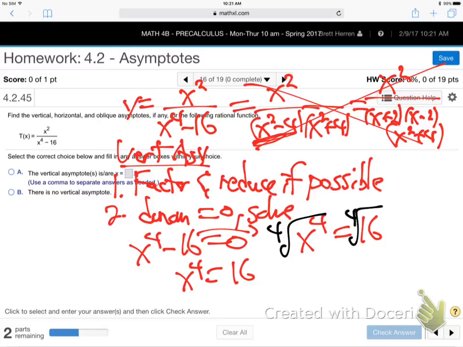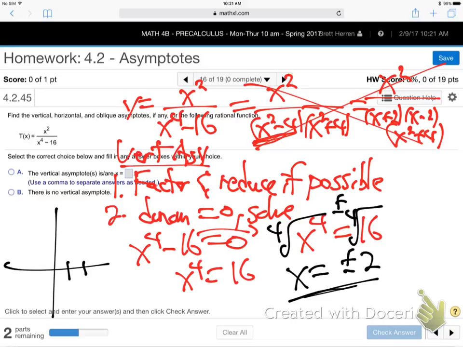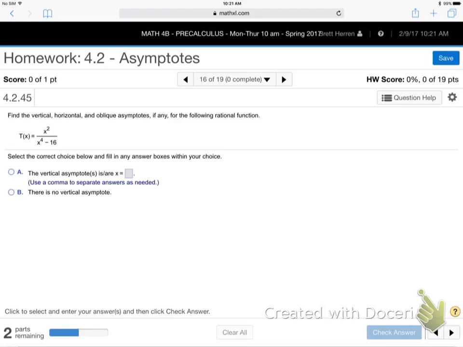Now, remember, whenever you take an even root, you have to do plus or minus. So you get x equals, what's the 4th root of 16? It's plus or minus 2, which factoring would tell you as well. Those are the vertical asymptotes: x equals plus 2, x equals minus 2. In other words, if you were to draw a graph, there'd be one at positive 2 and one back at negative 2. Make sense? Got to get the horizontal now. So let's go to the next part.